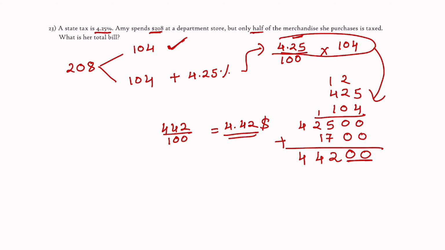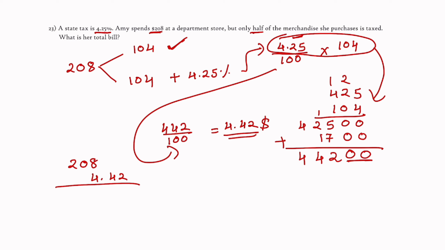Because here only the multiplication was done. These 2 numbers were taken, and this 100 was still here. So that's $4.42. So how much is the total that she has to pay? It's 208 for sure, because that's her purchase, plus the taxes of 4.42. That's $212.42. That's the amount she has to pay.